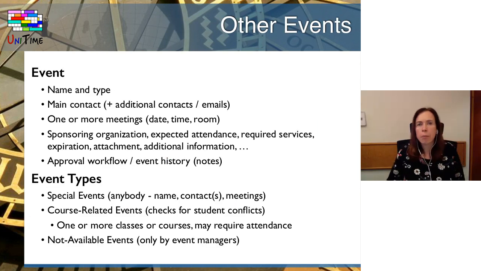Then the other types of events are so-called other events, as opposed to course timetabling and examination timetabling events. Those can be entered through UniTime from that event management module, and the approval process applies to these other events. So for each such event, the user would add name and type, then the main contact or more contacts and emails. Then there's one or more meetings.